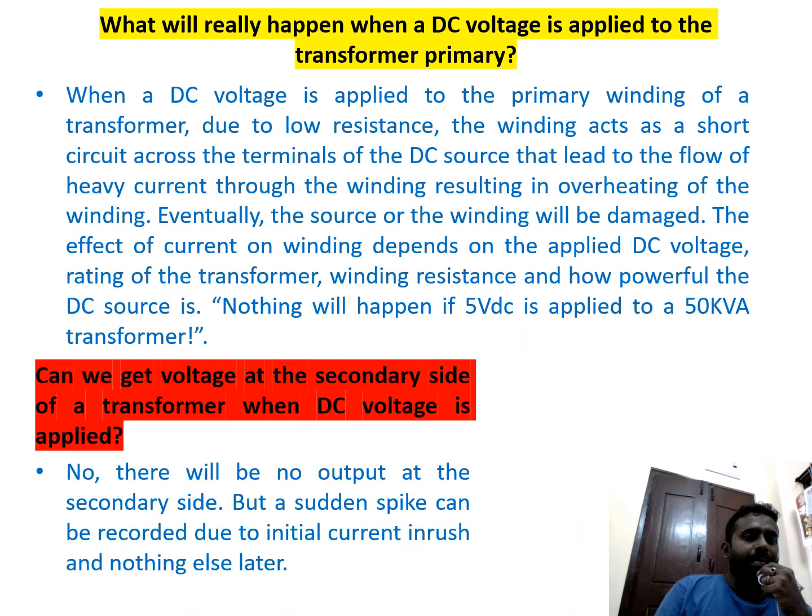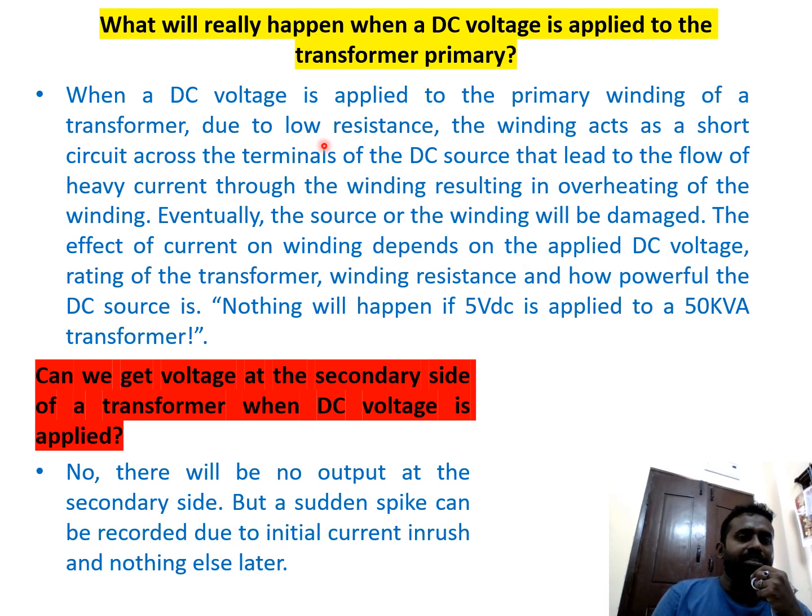And the other question that is generally asked in exams or interviews is, what will really happen when DC is applied to the transformer? Or can we get voltage at the secondary side of the transformer when the DC voltage is applied? These are the other two questions, apart from why a transformer is rated in kVA. When a DC voltage is applied to the primary of a transformer, due to low resistance, windings act as short circuit across the terminals of the DC source that lead to flow of heavy currents through the winding, resulting in overheating of the winding. Eventually, the source or the winding will be damaged, and the effect of current on the winding depends on the applied DC voltage.